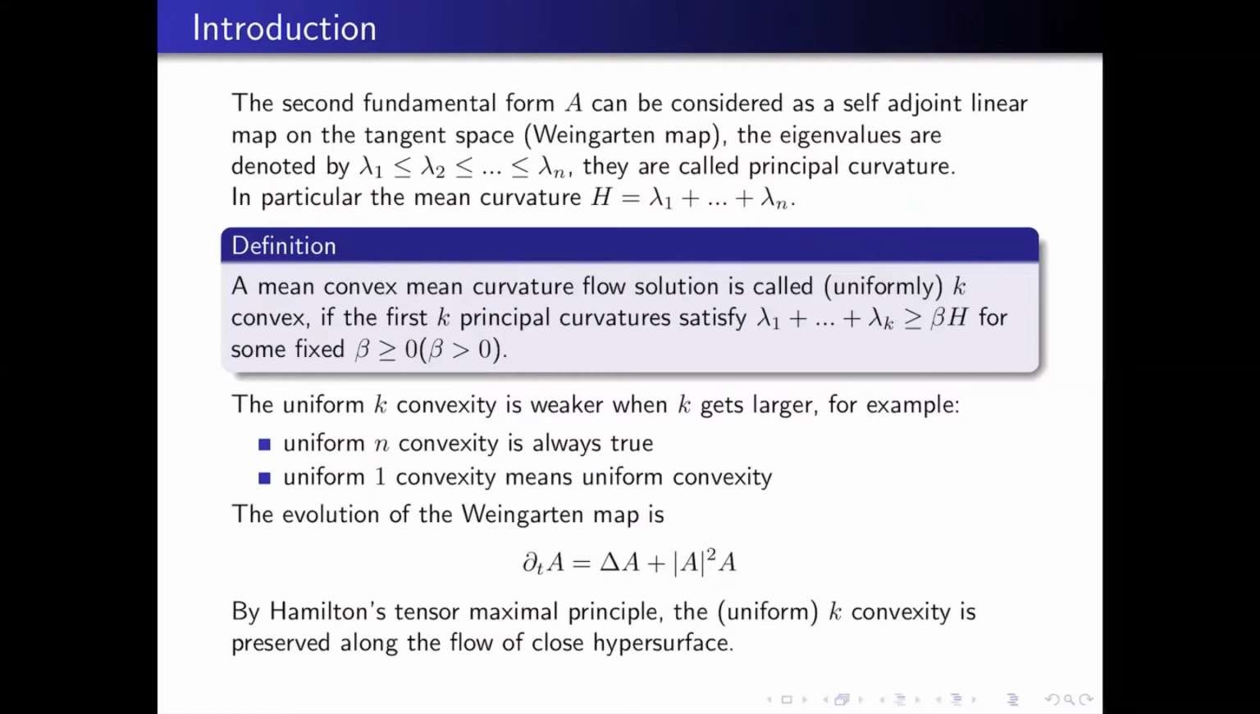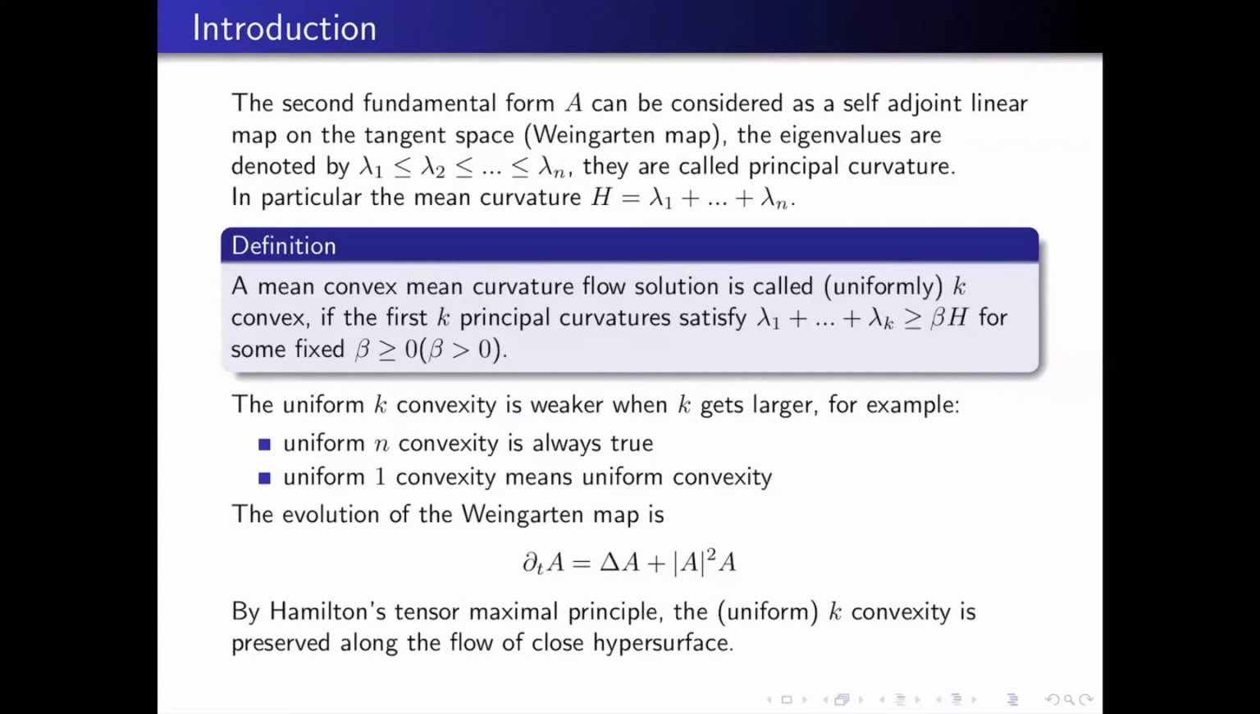We can see that the uniformly k-convex condition is also preserved by the flow because of the evolution of the curvature tensor. This equation looks exactly like the equation for mean curvature, and therefore we can apply Hamilton's tensor maximum principle to obtain that uniform k-convexity, or k-convexity, is preserved along the flow.